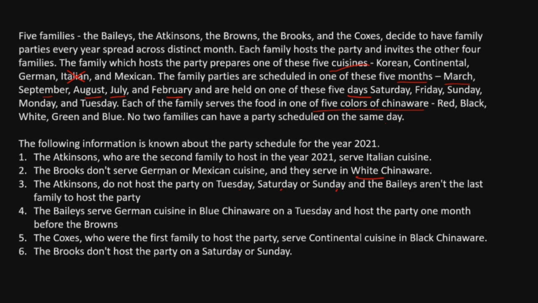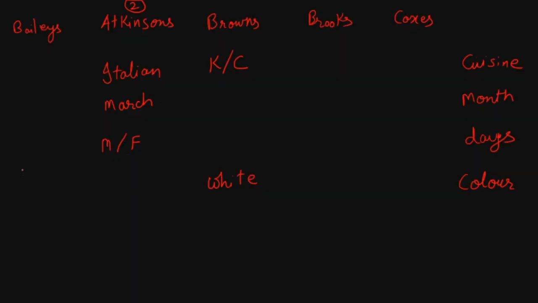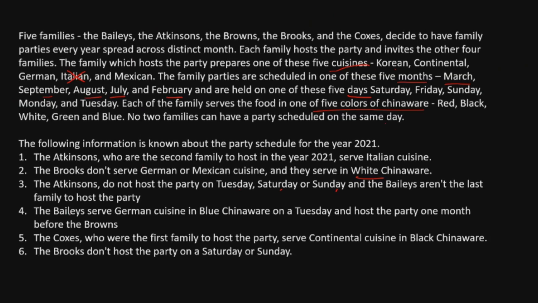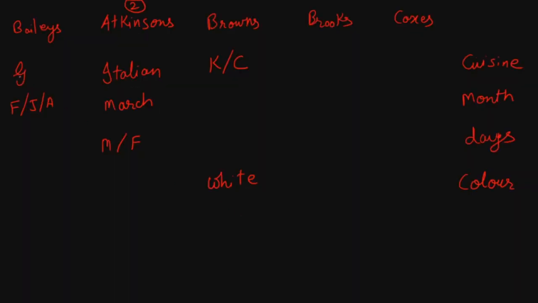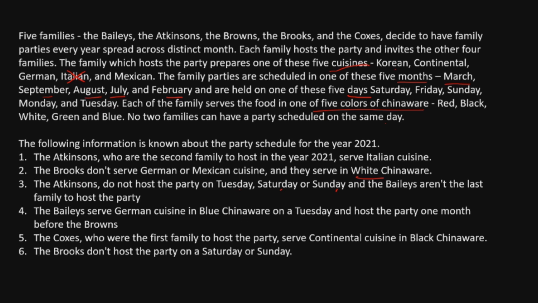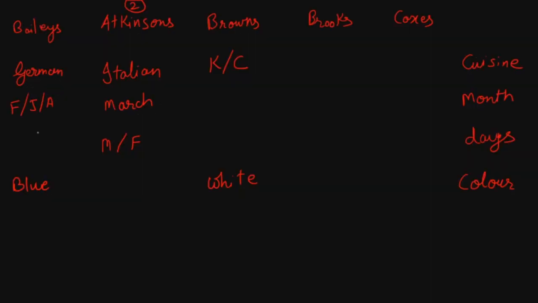And the Baileys aren't the last family to host the party. So Baileys are not in September. So what we got here? It can be February, March is already selected, then July, then August. So there are 3 possible months for Baileys. The Baileys serve German cuisine in blue chinaware. So they selected German in blue, on Tuesday. So there is one more Tuesday.